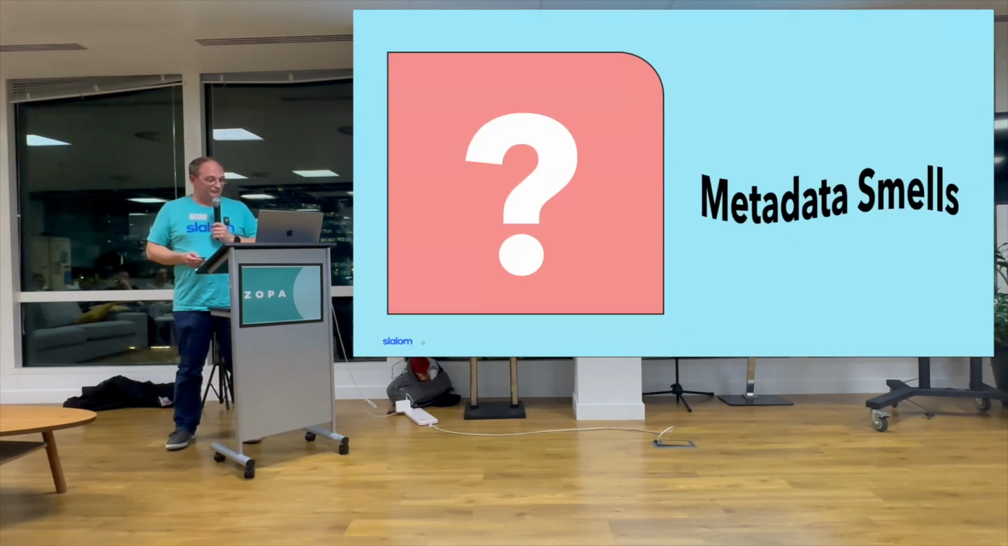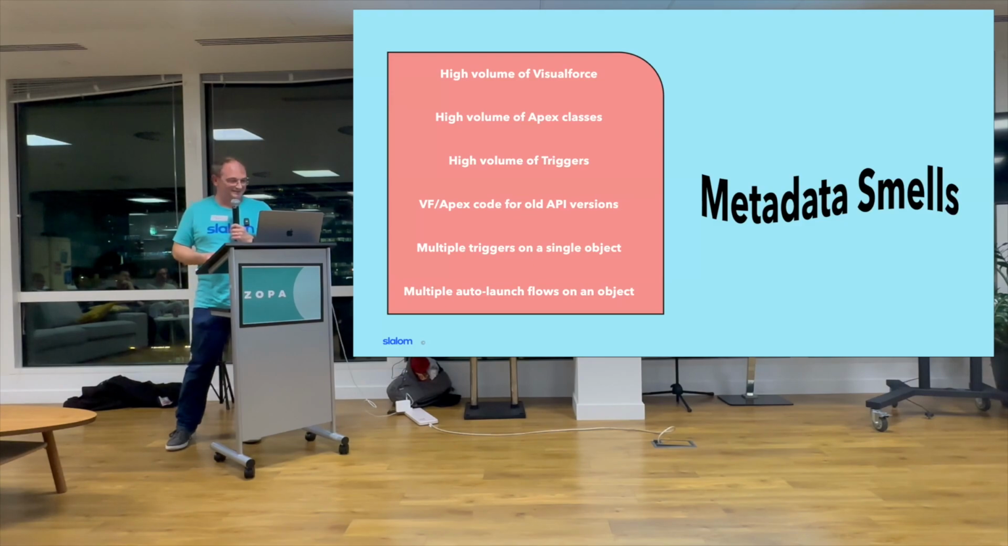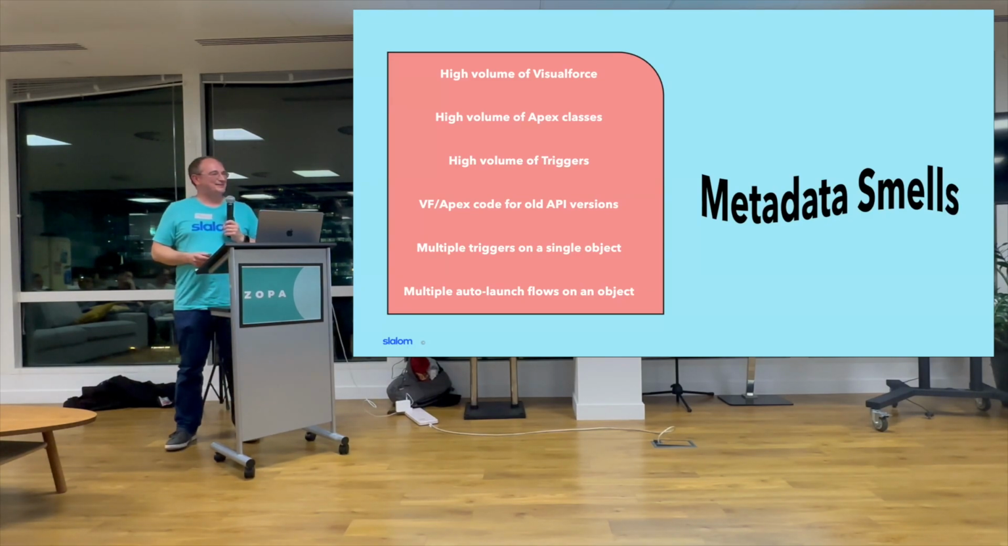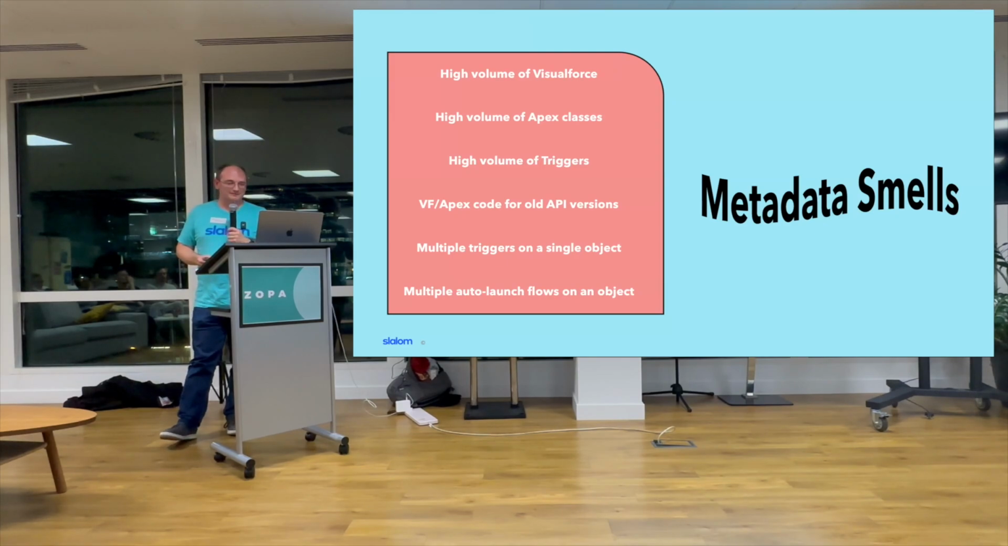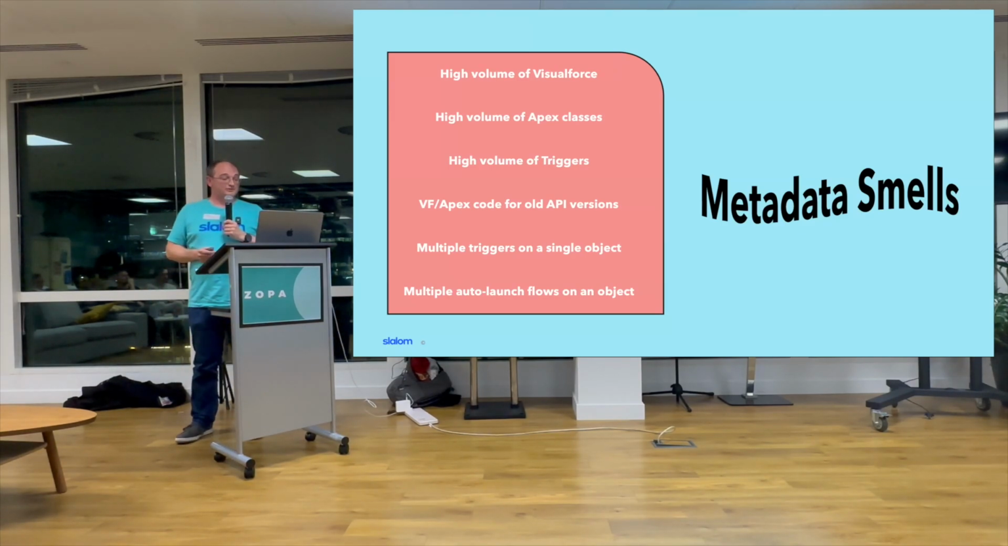Right, some metadata smells then. I've gone for... Anyone got any more? I've got Visual Force. A single Aura component. Anyone got any more ideas for this? I've got high volume of Visual Force in the system, lots and lots of Apex classes, loads of triggers, Apex code for old API versions, especially ones that might now be being phased out, and scheduled jobs, multiple triggers on a single object, and multiple auto-launch flows on an object.